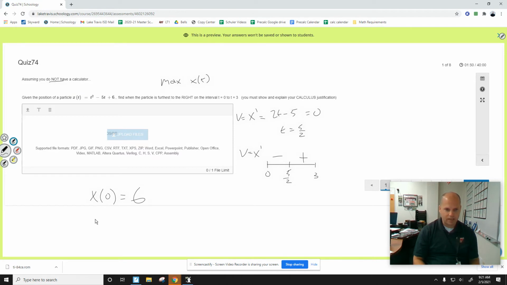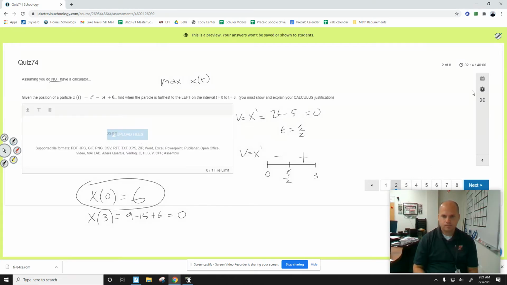If I plug in 0, I get 6. And if I plug in 3, I get 9 minus 15 plus 6, which is 0. So my max position is when t equals 0, and I have a position of 6. You would have to show all this work, and you'd have to show the checking of your endpoints to get full credit.